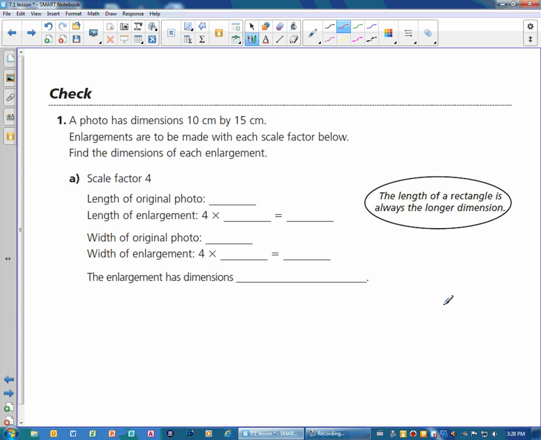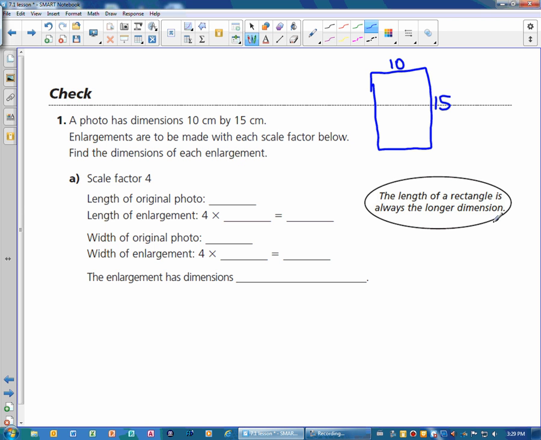Okay, so the first example, number 1A, it says a photo has dimensions of 10 by 15. If it helps, draw a little picture. A photo is a rectangle. 10 is smaller than 15, so I'm going to put 10 on the smaller side and 15 here. Okay, so that's an example. So a photo has dimensions of 10 by 15. Enlargements are to be made with each scale factor below. Find the dimensions of the enlargement.